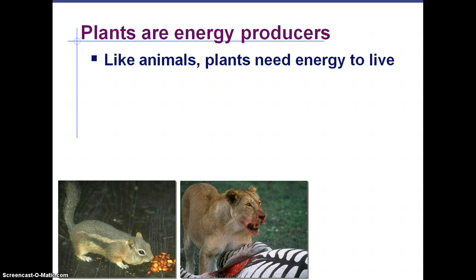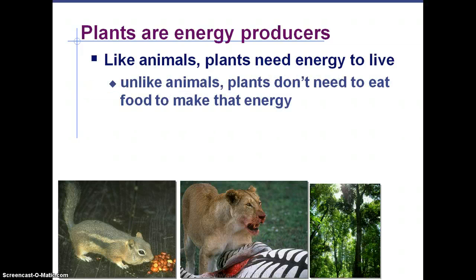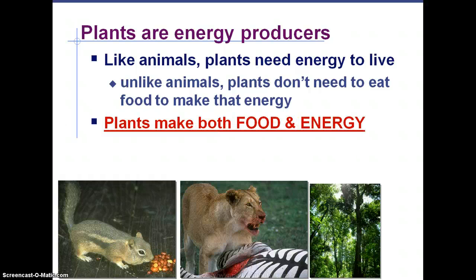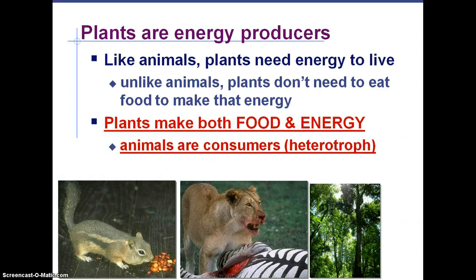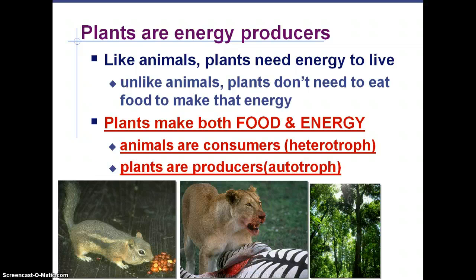So plants are energy producers. Like animals, plants need energy to live. But unlike animals, plants don't need to eat other organisms in order to get that energy. They make both food and energy. We are considered consumers or heterotrophs, hetero meaning other, and plants are called producers or autotrophs.